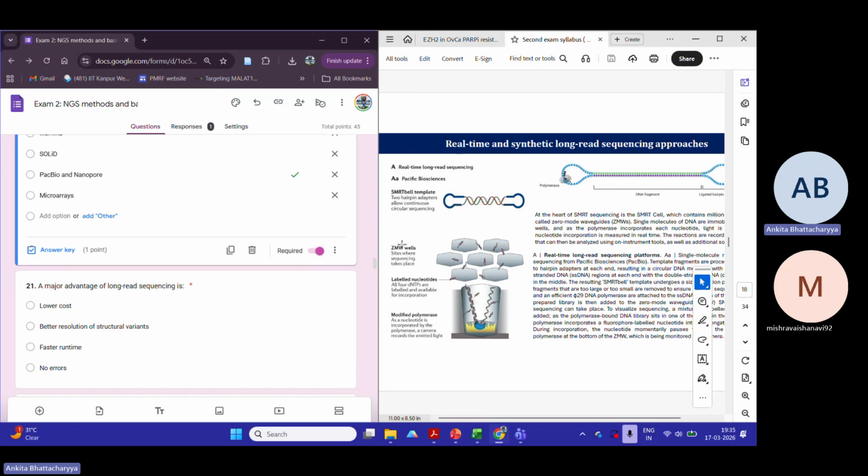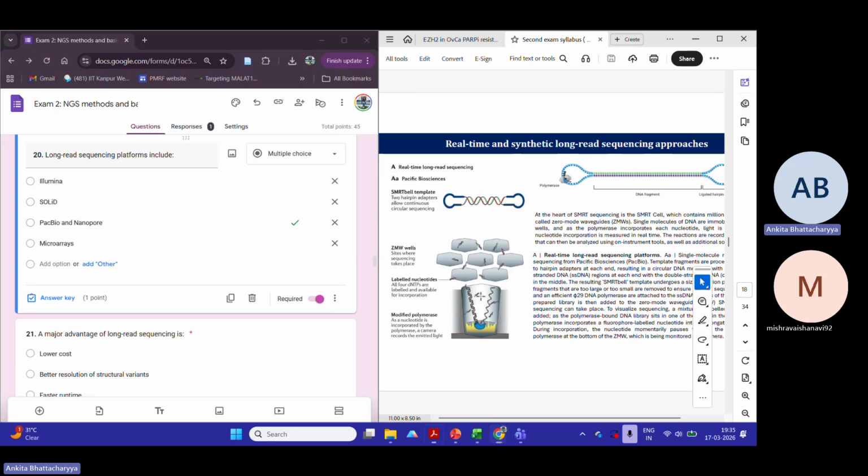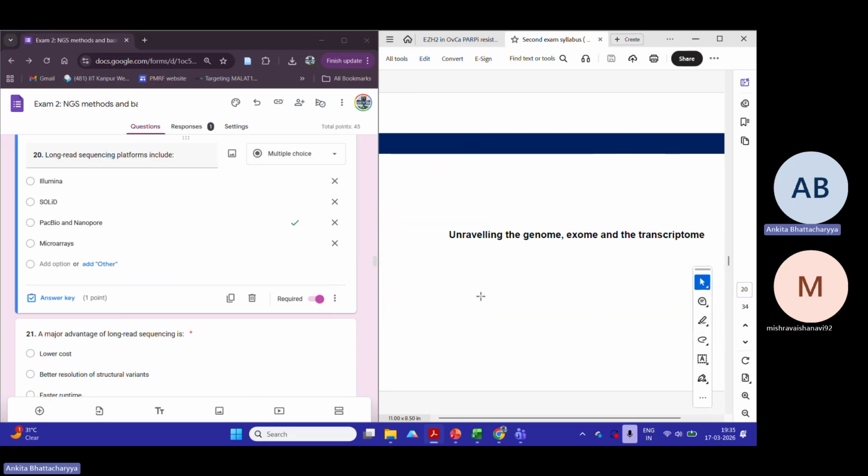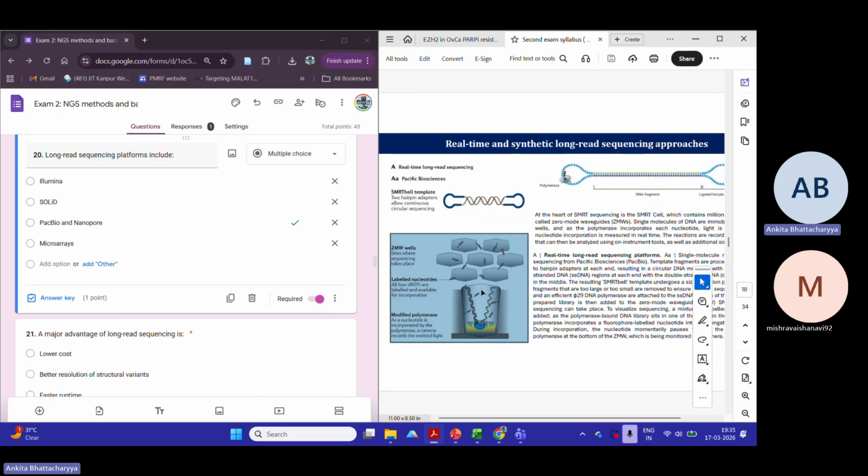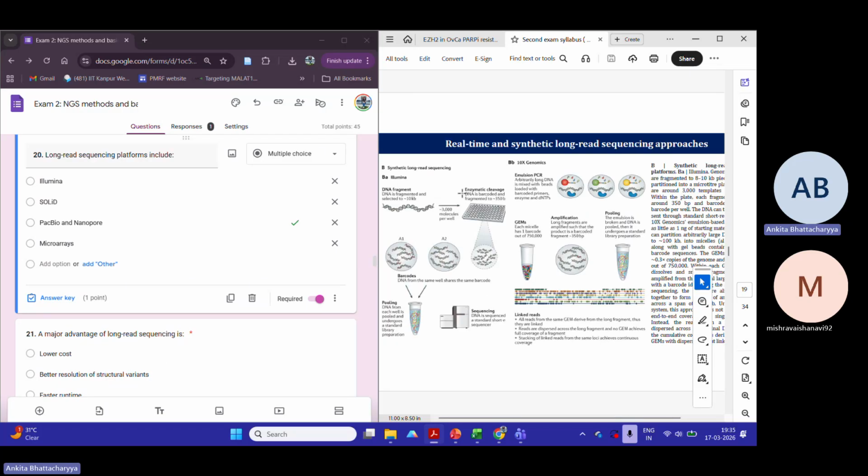Whereas if you include the other strategies, which are synthetic long read strategies, then in that case, you would also include these: the Illumina strategy and the 10x Genomics strategy, but they fall under synthetic.